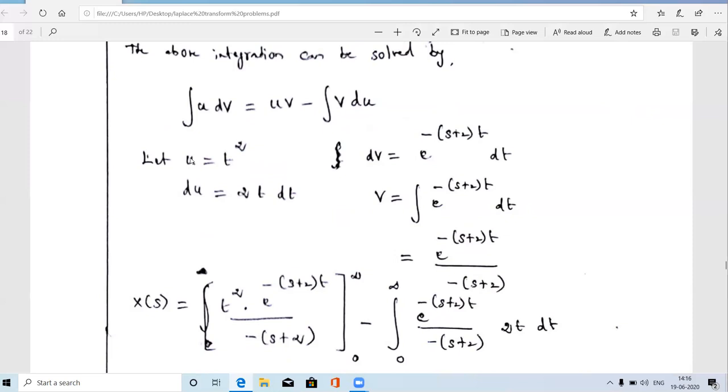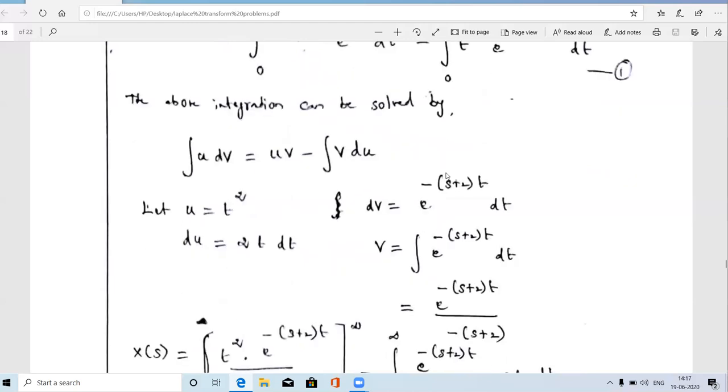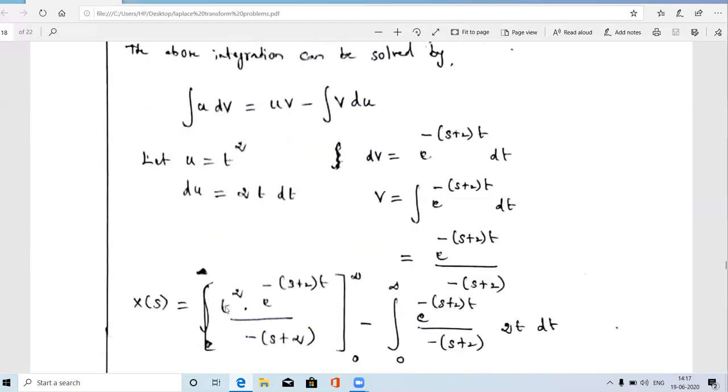From this we have the u value, v value, du value and dv value. The integration of u dv can be expanded as u into v minus integration of v du. According to this formula, X of s can be written as u into v. Which one is u? u is t squared. v is e power minus (s plus 2)t divided by minus of (s plus 2). So uv with the limit 0 to infinity, minus the integration with the same limit of v du.